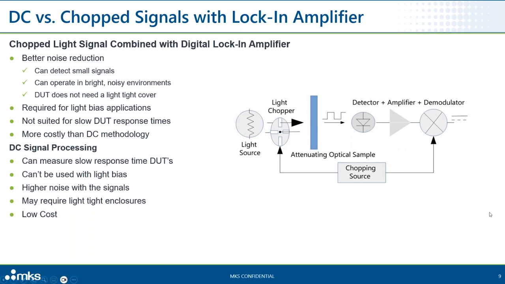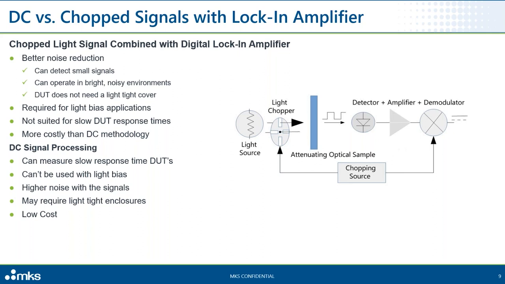This is also something that is really a requirement if you're going to do any kind of multi-junction testing. The light bias, which is normally used for that type of application, would require you to then use a chop signal so that you can actually see the signal amongst the light bias that you're shining on your device under test. A drawback could be that if you have a slow device under test, and those response times, let's say it doesn't ramp up fast enough when you're using a chop signal, then you may have to go to a DC style of measurement.